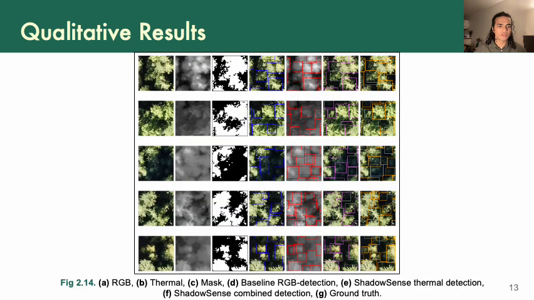So here's some visual results for ShadowSense. For example, looking at the thermal image in the 4th row over here, you can see this tree is not identified by the Deep Forest RGB baseline. However, it's very evident in the thermal, and our ShadowSense model can effectively find that tree, and at the same time it can maintain performance for the visible trees as well in the rest of the image.